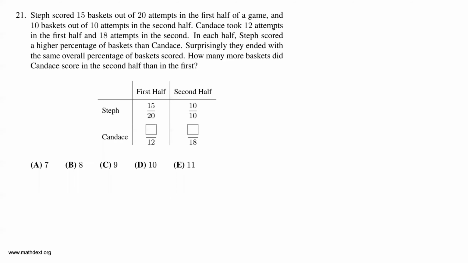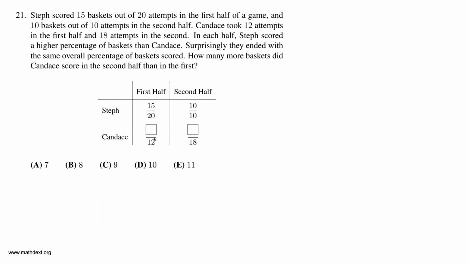Okay, so when you first look at this problem, you might think, well, Steph scores better than Candace in the first half. He scores better than Candace in the second half. So how is it possible that they ended up with the same percentage? This is actually an example of a paradox, Simpson's paradox, which I encourage you to read more about on your own. But anyway, it is absolutely possible for Candace and Steph to end with the same field goal percentage, even though Steph scores better than Candace in each half.